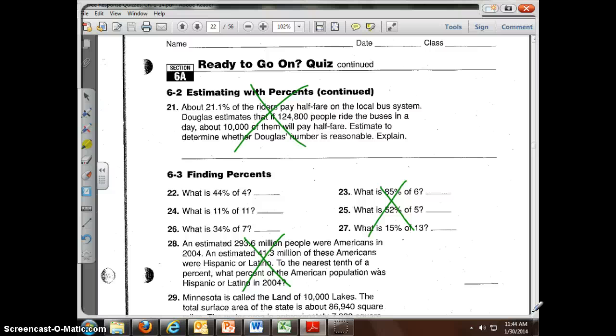22, 24, and 26. I'm looking for two things. I'm looking for how you set up your problem to calculate it. And the second thing I'm looking for is an answer. So write the equation that you used to set up this, this, and this. Separate sheet of paper for 22, 24, and 26. We skipped 23, 25, 27, and 28.